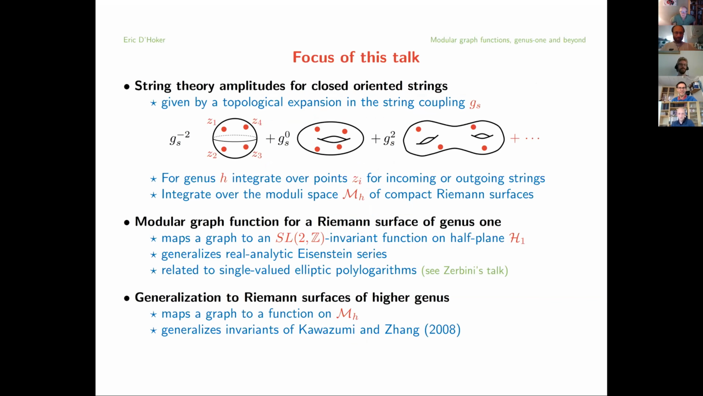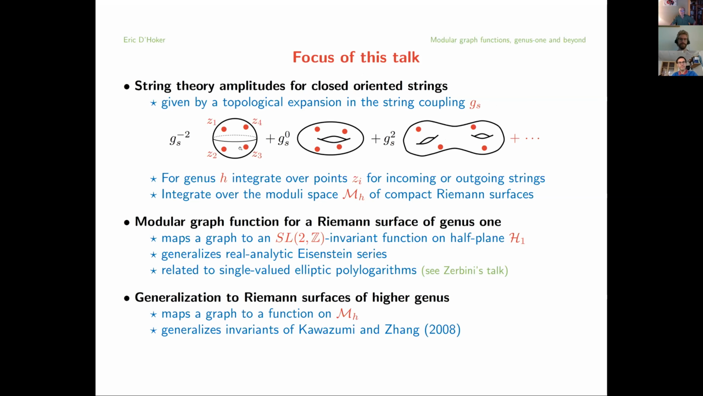So the focus of this talk is going to be string amplitudes. And I'm going to, from the outset, limit to considering only closed-oriented strings, so no open strings here. And so string amplitudes are obtained by a topological expansion in the string coupling, g_s. And you're all familiar with this picture here. So you have tree level, you have genus 1, genus 2, and they're multiplied by various powers of the string coupling.